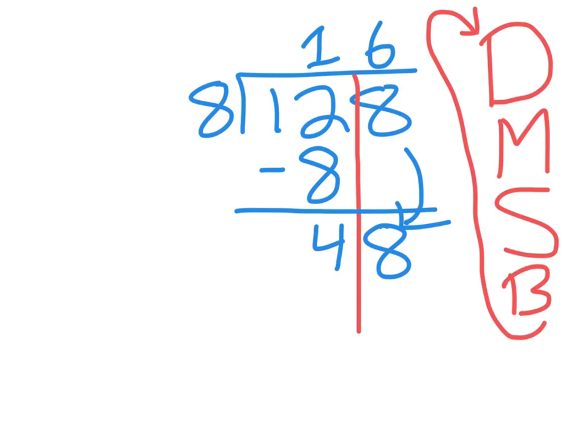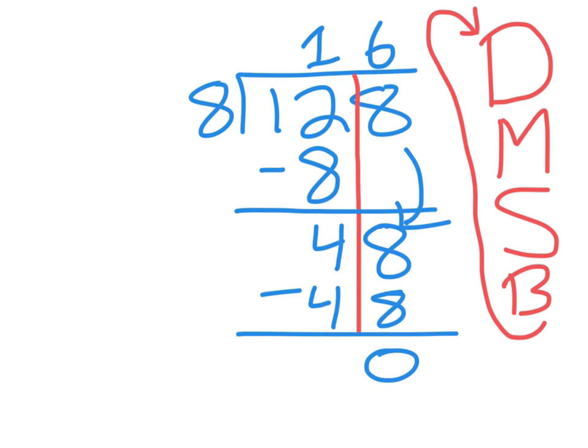After we divide, we multiply. And like I said earlier, you always multiply by the number you just put on top. So just the 6, not the whole 16. We just put the 6 up there. We'll multiply that by the 8, which gives us 48. After we multiply, we subtract. 48 minus 48, that's a tough one, is 0.